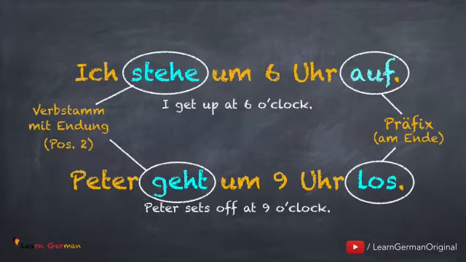So the verbs aufstehen and losgehen are trennbare Verben because the verb and the prefix can be separated. They are trennbar. Whenever we use them in the sentence, the verb is conjugated and placed at the second position, whereas the prefix is placed at the end.